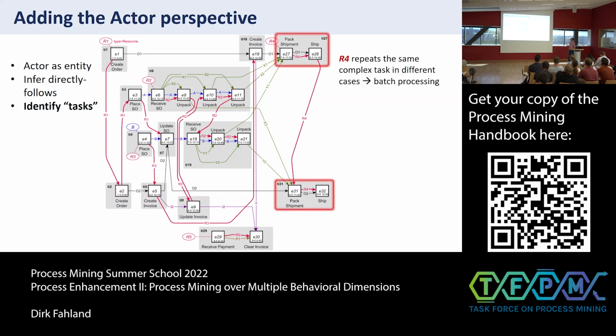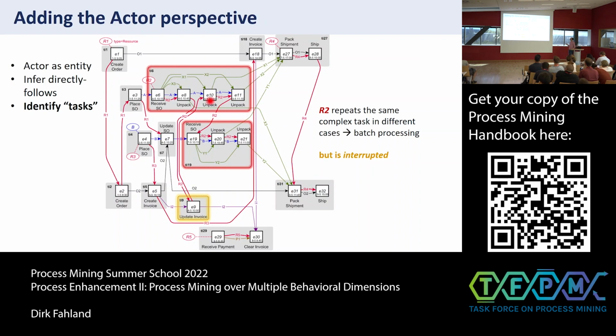So this one I've already talked about, right? The same, slightly more complex task executed in different cases or objects. That's sequential batch processing. First one, then the next. Here's also sequential batch processing by R2, receiving the supplier order, unpacking it, first on A, then on B. But in the first one, R2 is interrupted to update the invoice before they go on. As a process manager, I would get nervous when I see this.